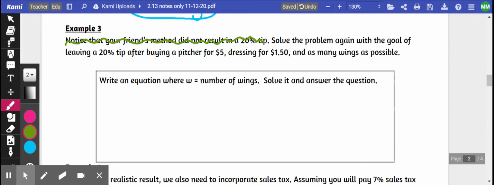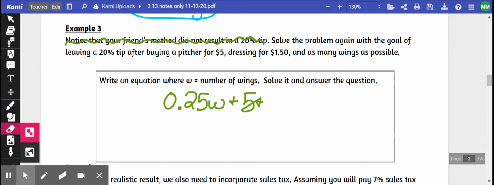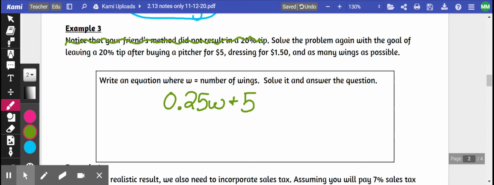I'm going to have us first start with what we had before, with the 0.25W plus 5 plus $1.50. Now the other thing that we're including is the 20% tip. That gets applied to everything. You don't just give the tip on drinks or dressing or only the wings. So it gets applied to everything.